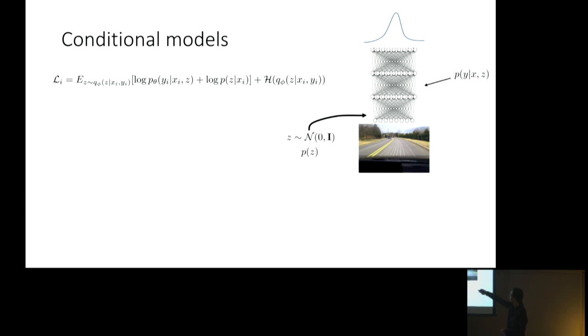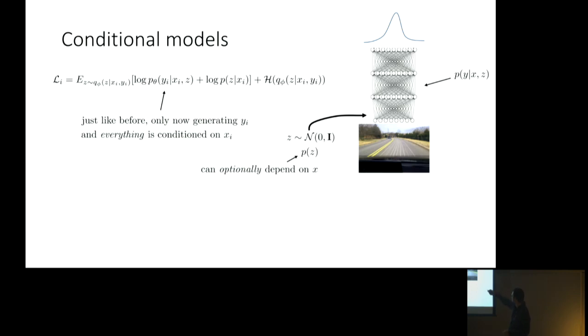So what I have written out here is the evidence lower bound for a conditional model that is generating y and conditioning on x. So now y always appears on the left side of the conditioning bar for p, right here, and x always appears on the right side of the conditioning bar. In fact, x appears on the right side of the conditioning bar everywhere. So it appears here, here, here, and here. So just like before, only now we're generating y, and everything is conditional on xi. And we can train this model exactly the same way that we did before. The prior here in this illustration is just P of z. You can also make it P of z given x. That's up to you, whether you want a conditional prior or an unconditioned prior.